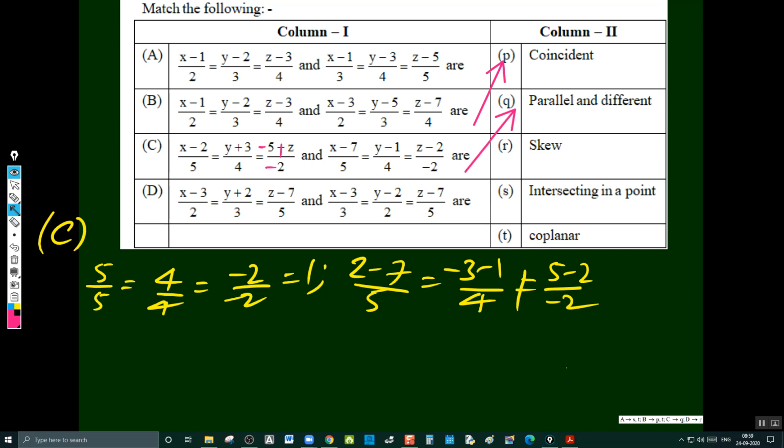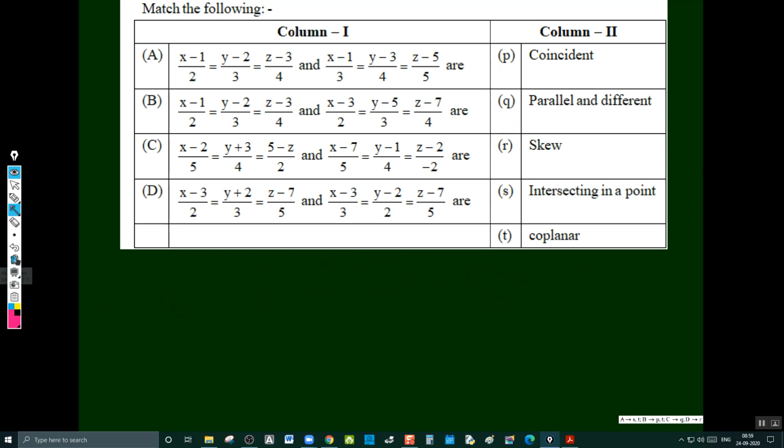Coming to the last question, D. Come on, tell me please. Anyone, you try that. X minus 3 by 2, y plus 2 by 3, z minus 7 by 5, and x minus 3 by 3, y minus 2 by 2, z minus 7 by 5. Here it is very clear that 2 by 3 is not equal to 3 by 2, is not equal to 5 by 5, and hence definitely they are not parallel. So the parallel case is ruled out, the coincident case is ruled out. I'm talking about D here.